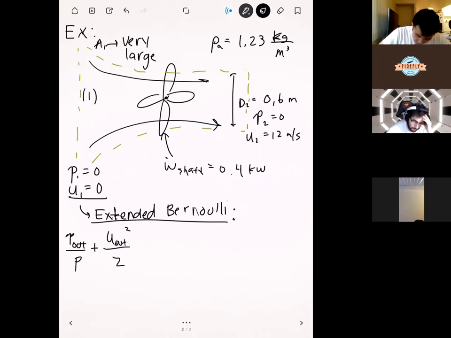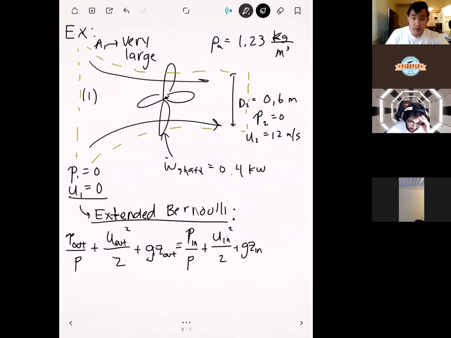And we had our velocity term. Then we had our potential energy term. So those are our three amigos for Bernoulli. And then we had the same terms for the inlet. So that was the usual Bernoulli.